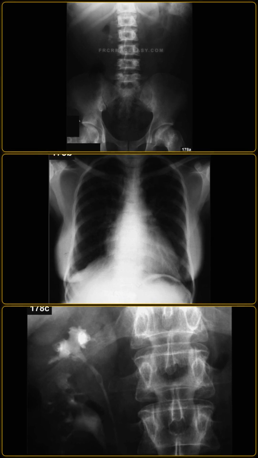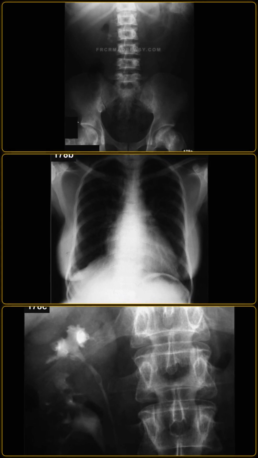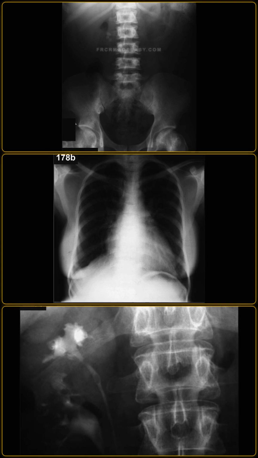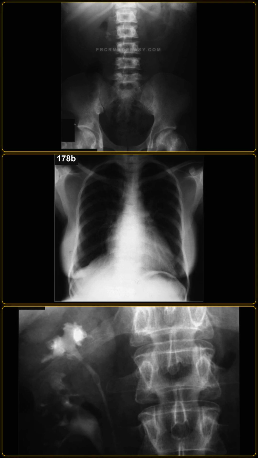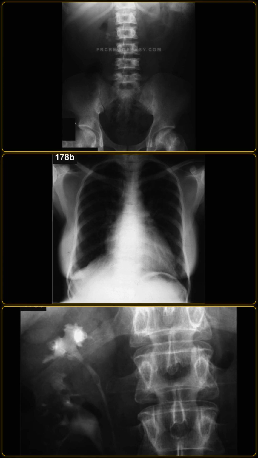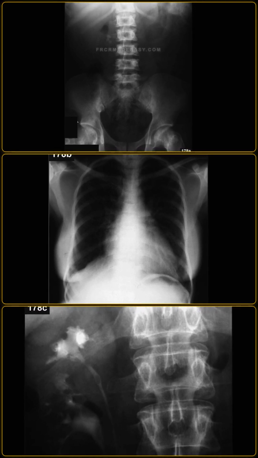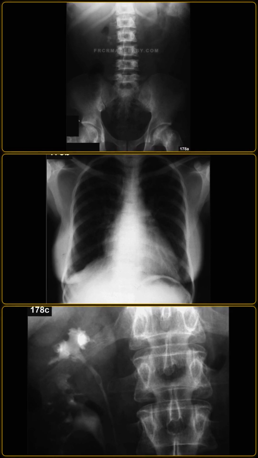How would you manage this patient as a radiologist? As a radiologist, I would recommend comparing these radiographs with prior films to assess the stability of the H-shaped vertebrae and femoral head avascular necrosis. I would suggest obtaining a right upper quadrant ultrasound to confirm the presence of gallstones and evaluate for acute cholecystitis.